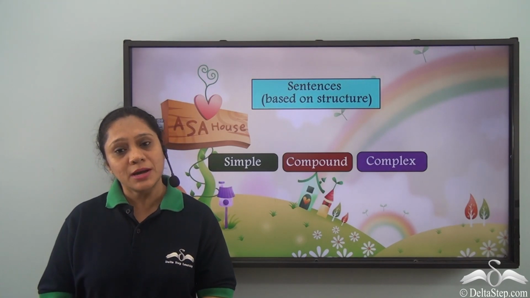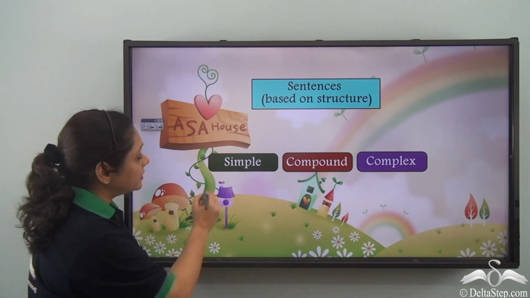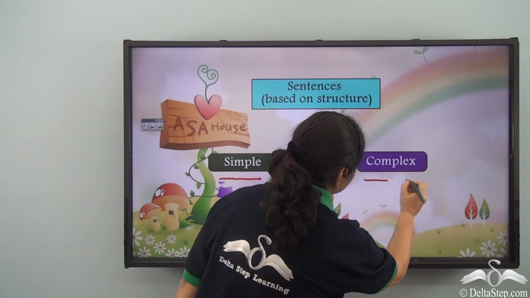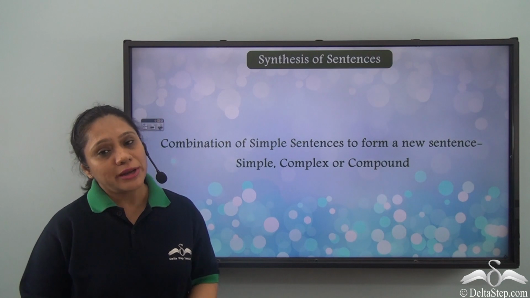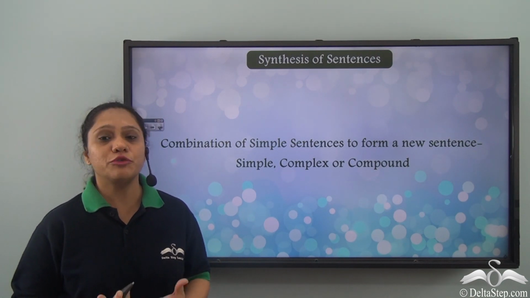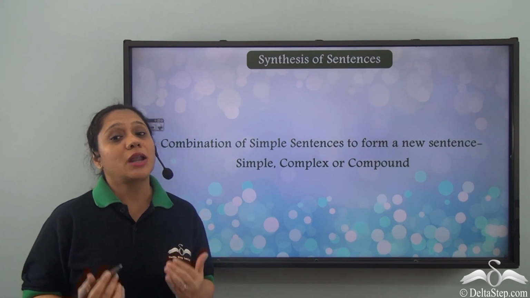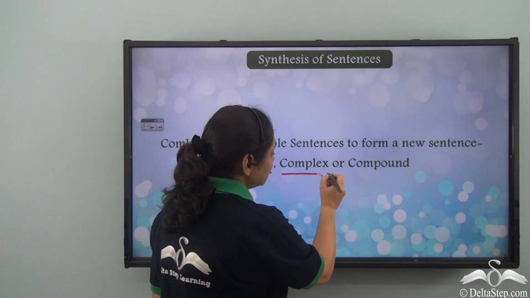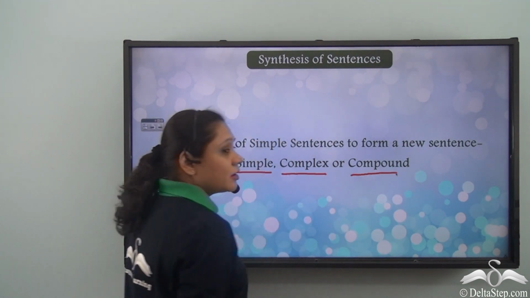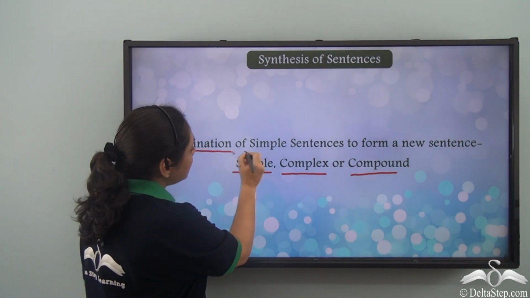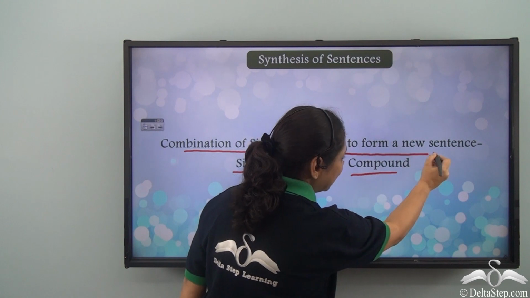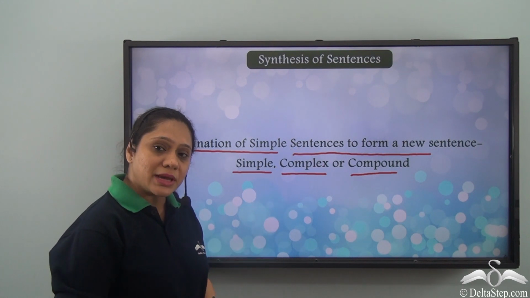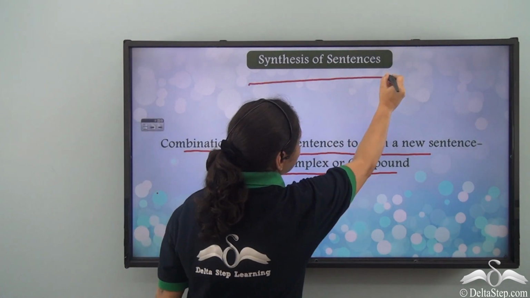Based on their structure, sentences can be classified into simple sentences, compound sentences as well as complex sentences. We can join two or more simple sentences to form a completely new sentence. Now, this new sentence can either be a simple sentence or a complex sentence or a compound sentence. This process of combination of simple sentences to form a completely new sentence is known as synthesis of sentences.